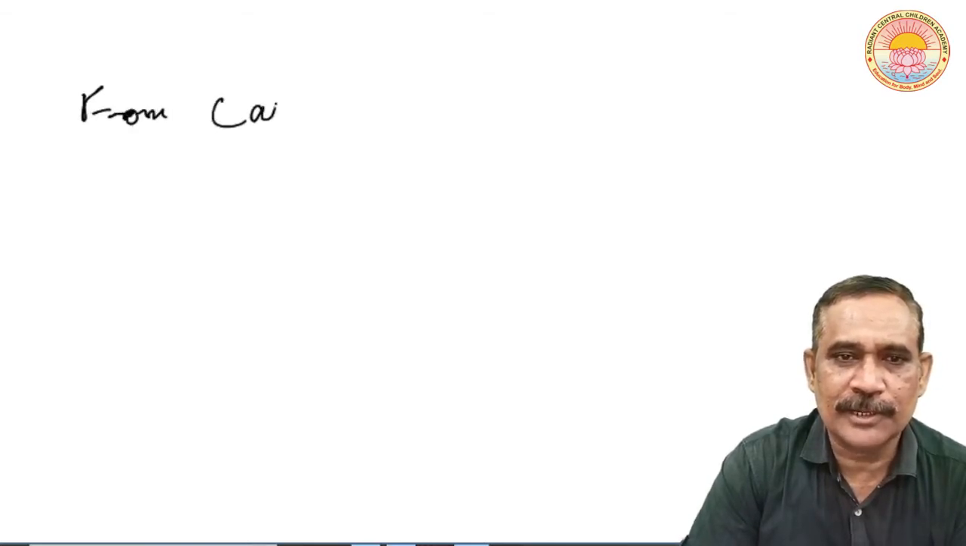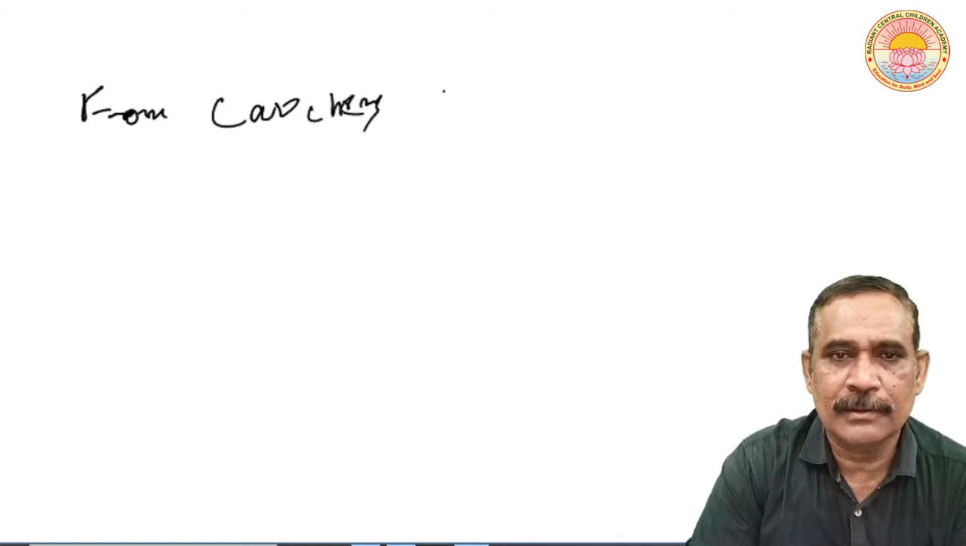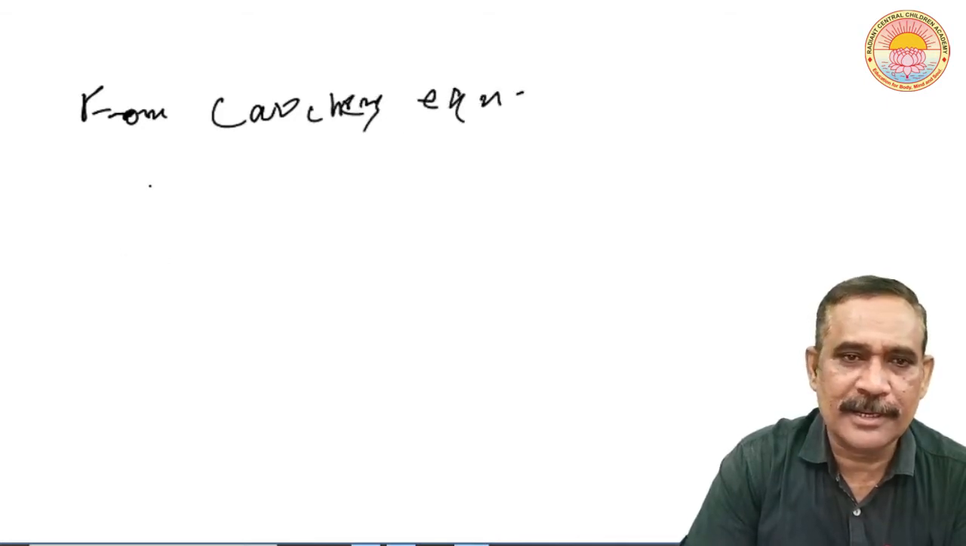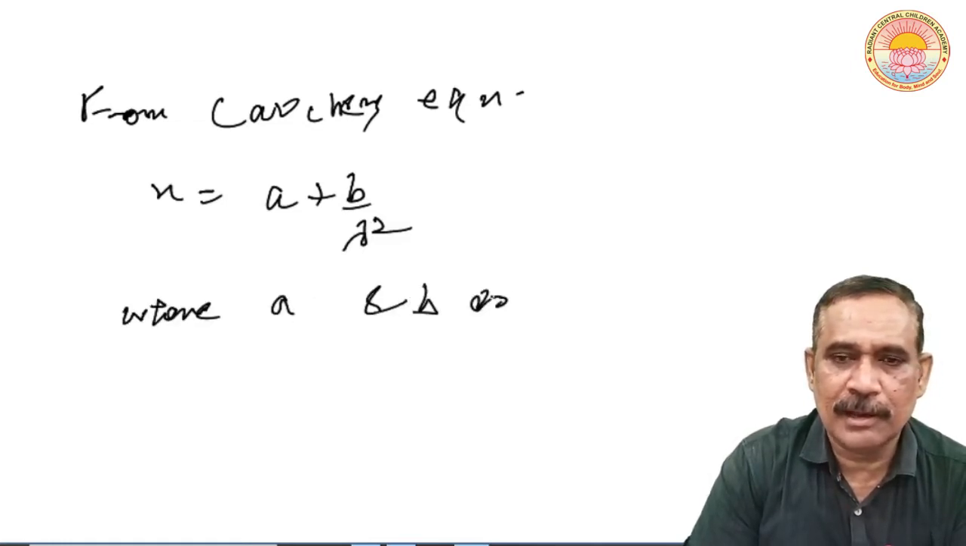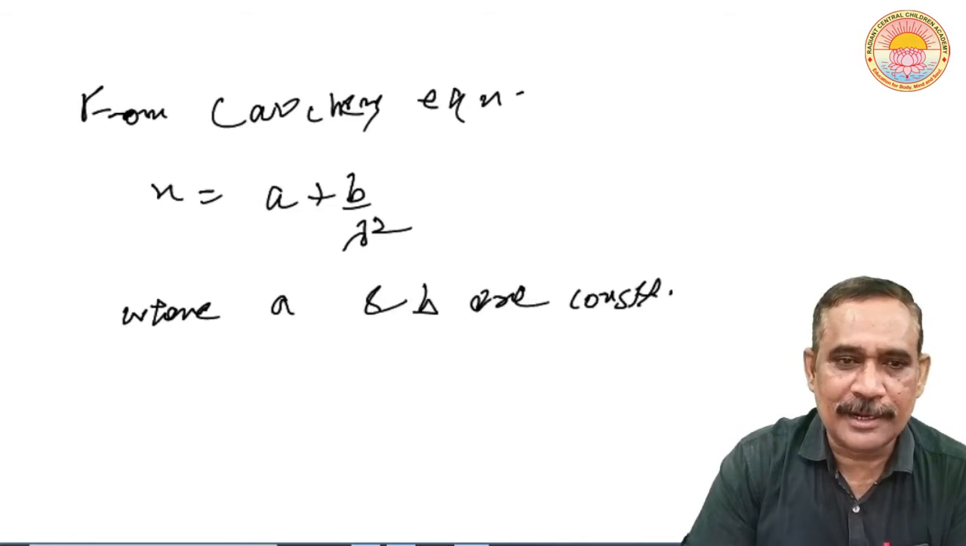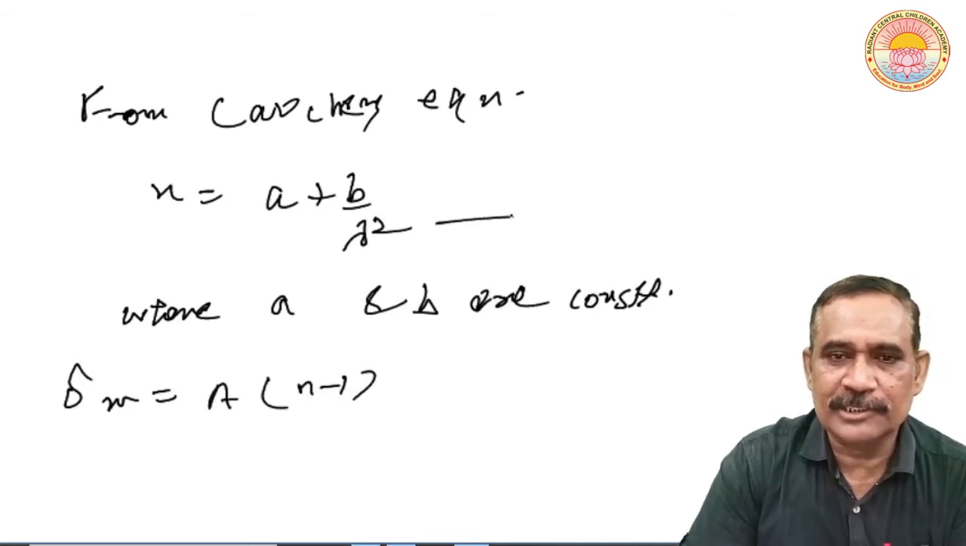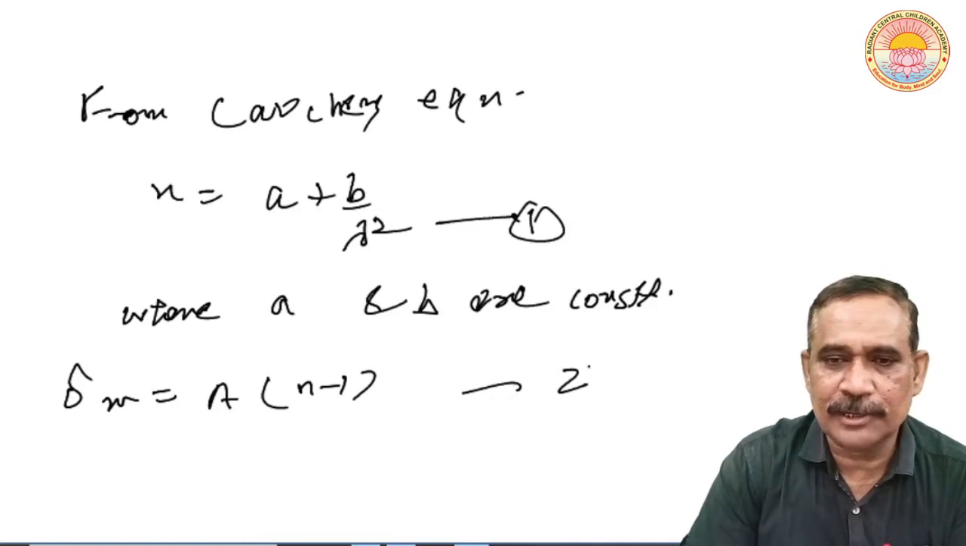From the Cauchy equation, n equal to A plus B by lambda square, where A and B are constants, and already you know that the minimum deviation delta m equal to A into n minus 1. This is the first equation and this is equation number 2.